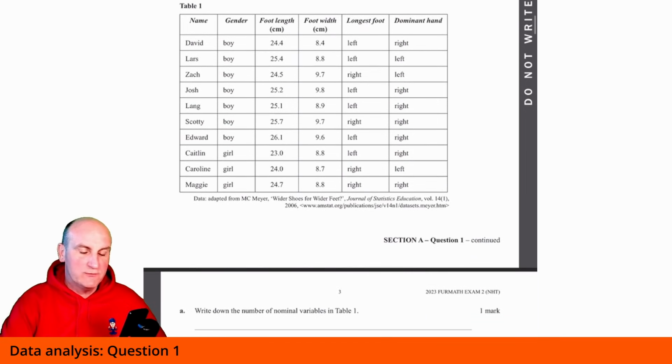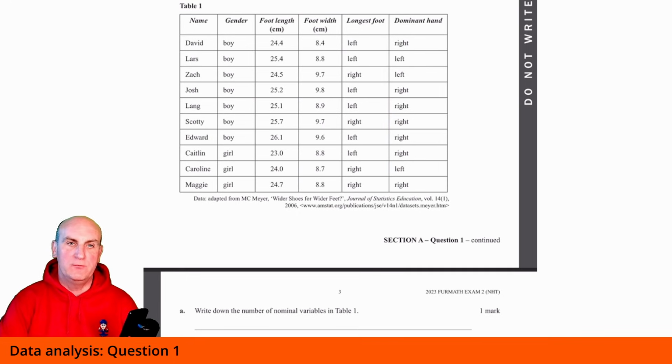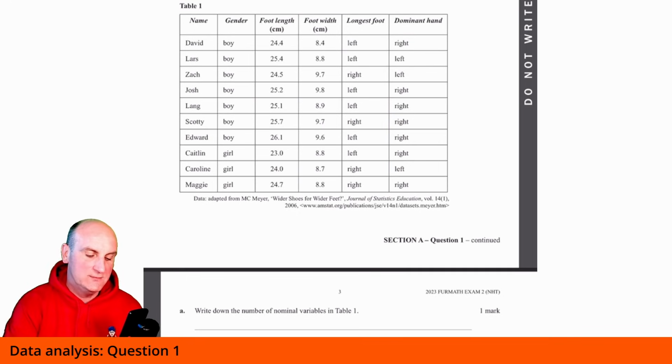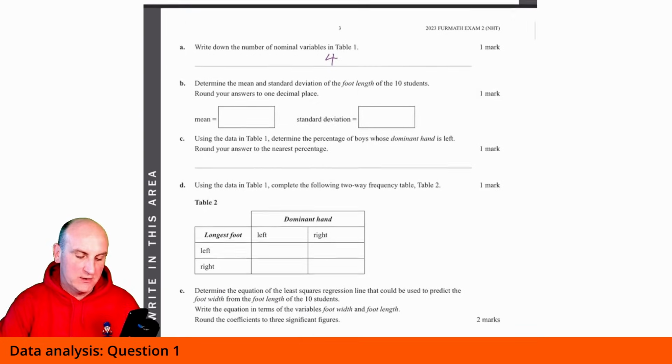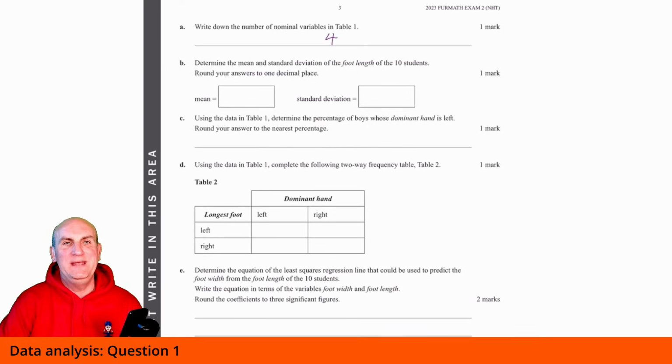Okie dokie. And of course, I've got a table. I can almost guess what the first question is going to be. And yes, write down the number of nominal variables. Now, a nominal variable has to be categorical, and it cannot have any implied order. All right, name, definitely nominal. There's no order to names. Gender, no order. Longest foot, no order. And dominant hand, no order. So for that one, I'm going to go for the stunning answer of 4 nominal variables.